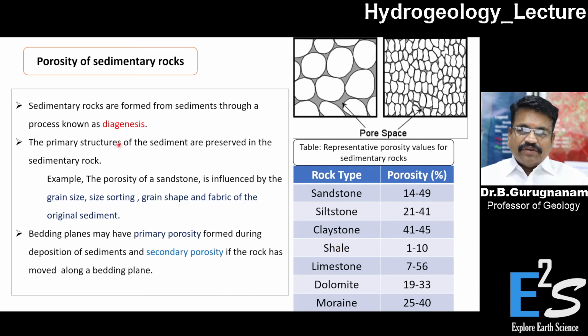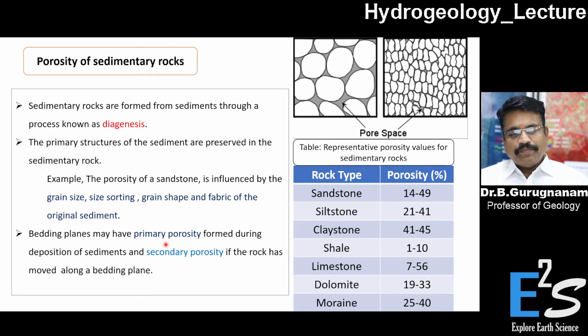Porosity of sedimentary rocks. Sedimentary rocks are formed from sediments, as we know, through the process called diagenesis. The primary structures of sediments are preserved in the sedimentary rock. Normally, primary porosity will be there in the sedimentary rock. The porosity of a sandstone is influenced by the grain size, sorting, grain shape, and the cementing media, the fabric of the original sediment.